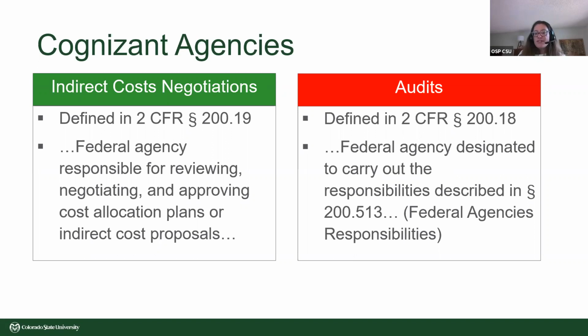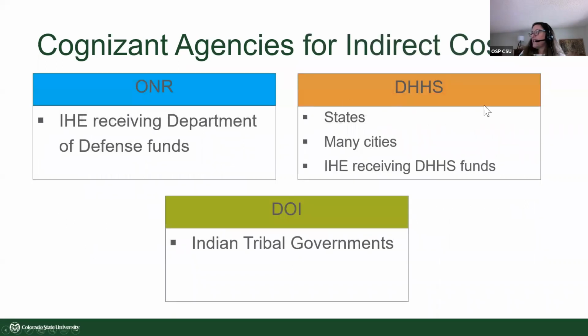So for the different cognizant agencies for indirect cost, our cognizant agencies, for institutes of higher education, are typically DHHS and ONR, Office of Naval Research, or Department of Health and Human Services. Okay. For most institutions, DHHS is kind of the default agency. For a majority of institutions, unless that institution is a private institution or maybe they've received a majority of their funds from naval research, more times than not, the cognizant agency is going to be DHHS.